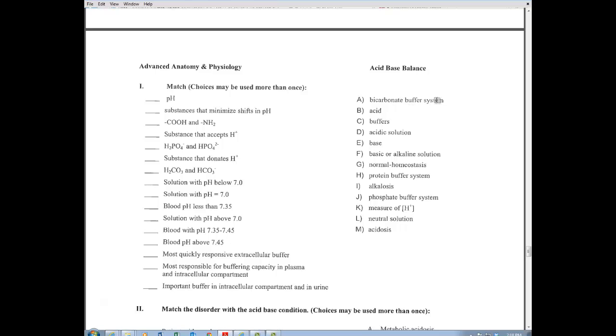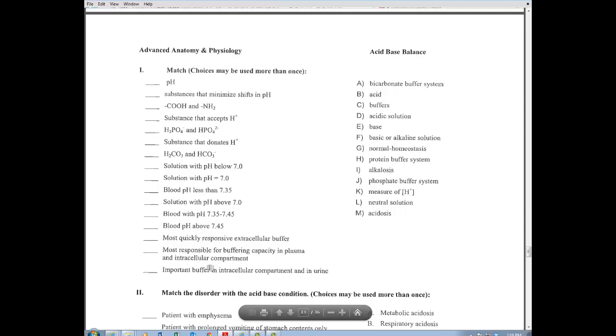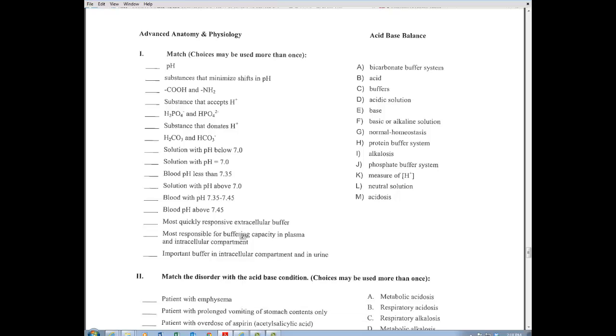And the most responsible for buffering capacity in the plasma and the interstitial fluid, that's letter H, the protein buffer system. Remember, we have the albumin and plasma proteins in the plasma to help buffer. And then important in the intracellular compartment and in the urine, that's letter J, the phosphate buffer system.